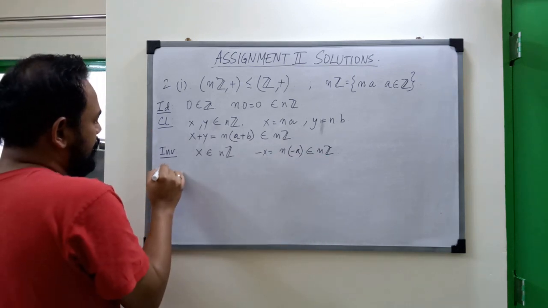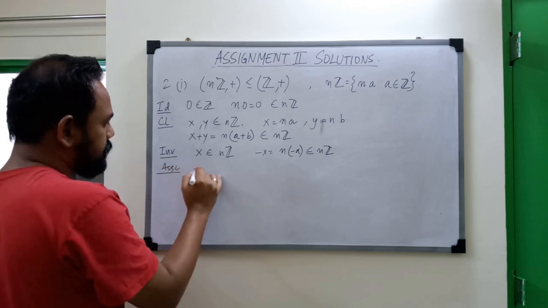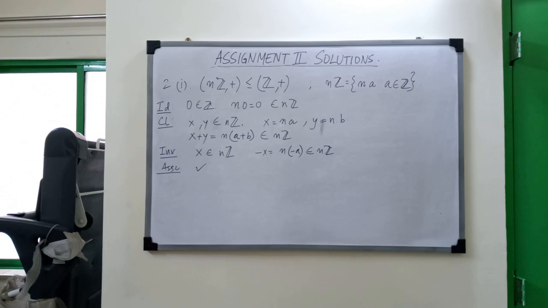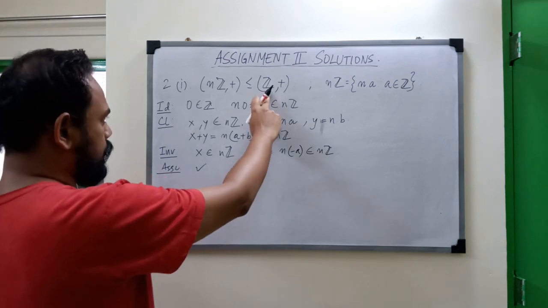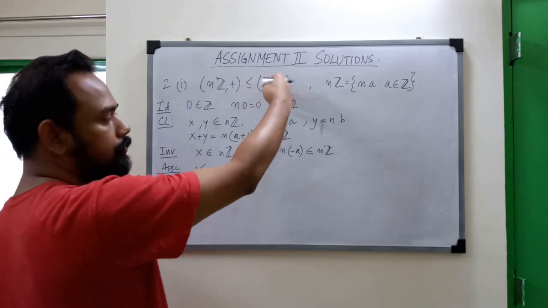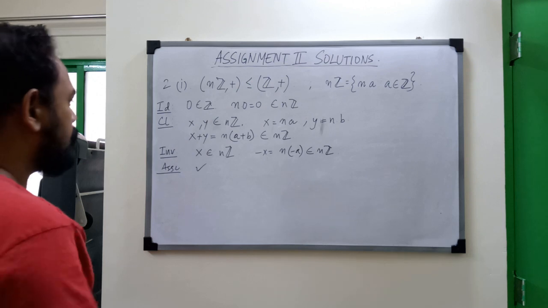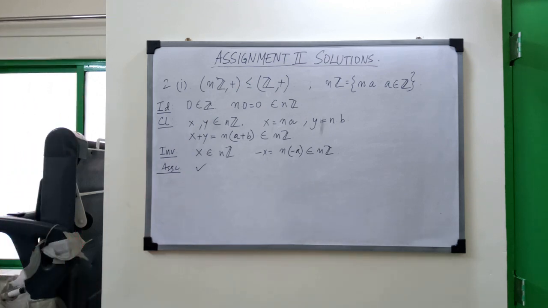And finally, associativity again. It's inherent from the mother group, because everything here is associative. You can play around with your brackets here, so you can do the same thing with this, because all of these are elements of this. So that's a subgroup.